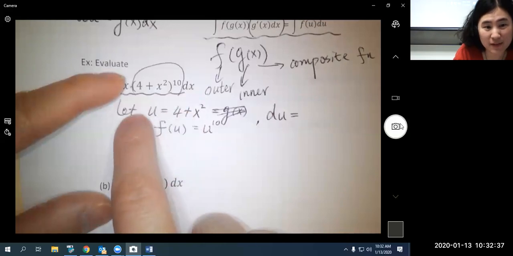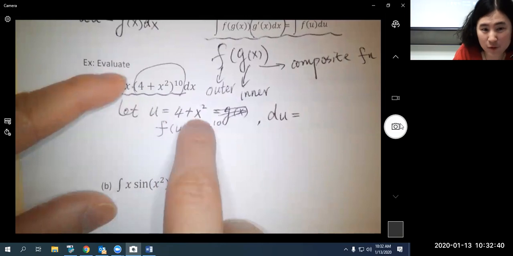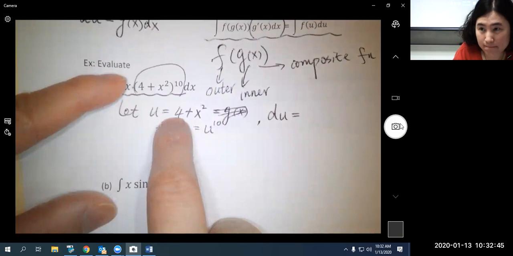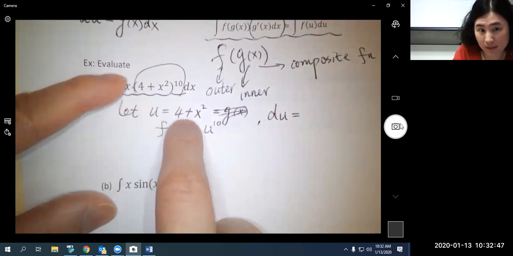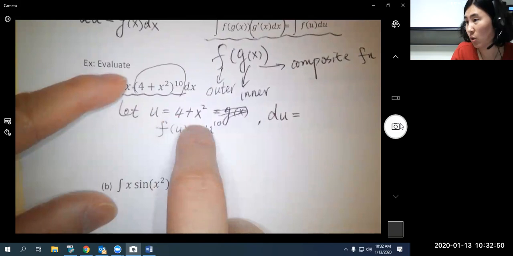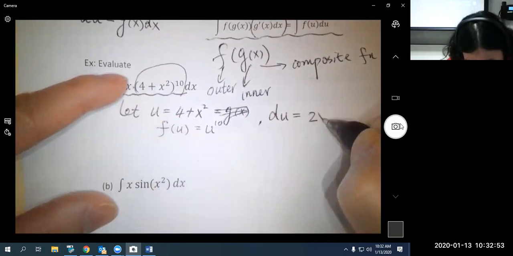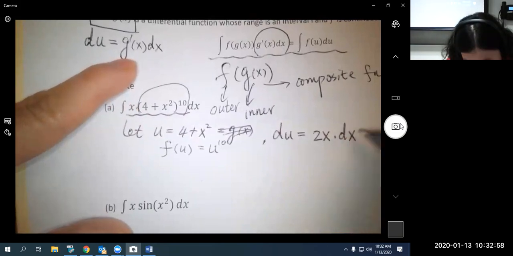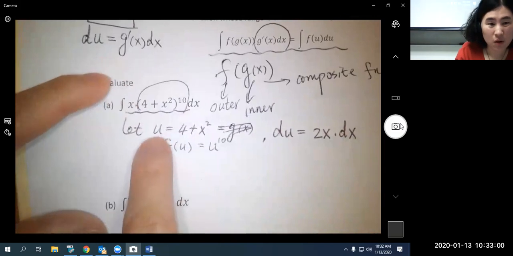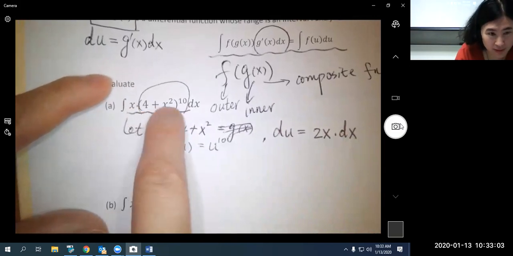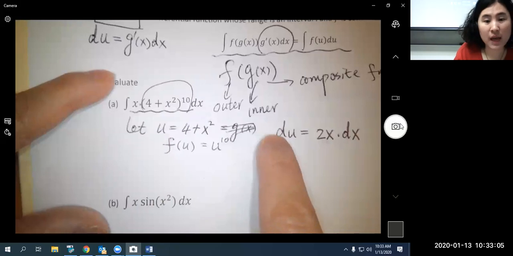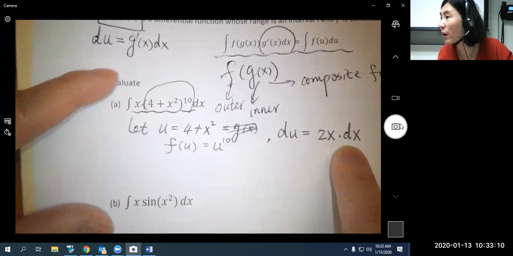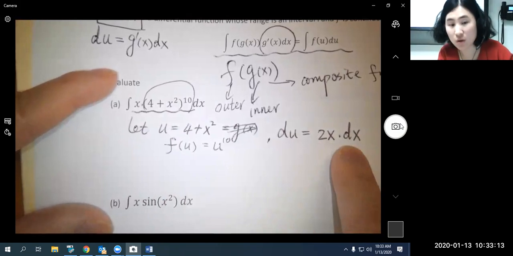Differentiate both sides. The left-hand side with respect to u, we have du. Right side with respect to x, we should have what? Derivative of 4 with respect to x, 0, because 4 is constant. Plus, x squared's derivative is what? 2x. This is g prime of x. But don't forget to multiply by dx. Once we substitute 4 plus x squared by u, make sure we do the derivative, du equals 2x dx. This is a key for the substitution rule.